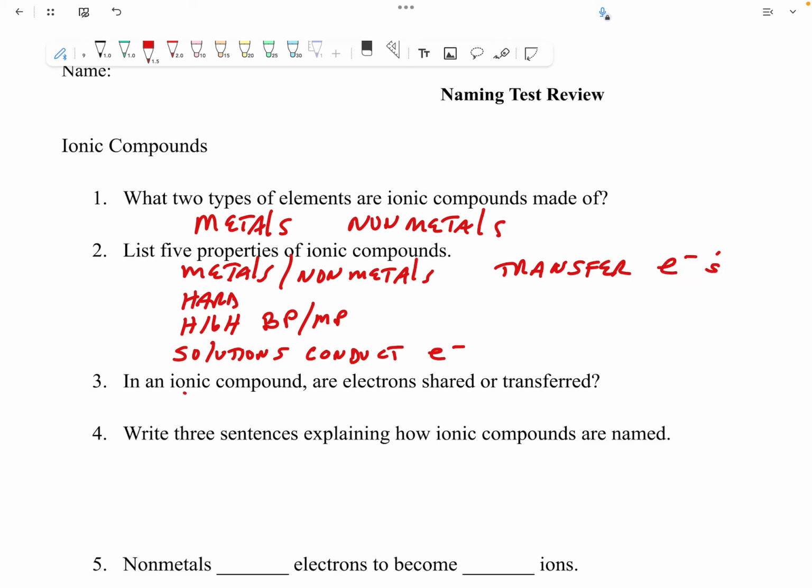In an ionic compound, are electrons shared or transferred? They are transferred. And I showed you the one where you have sodium with the 1 valence electron. You had chlorine that had 7 valence electrons. And that 1 gets transferred to the chlorine to form sodium chloride. And that looks like this thing right there.